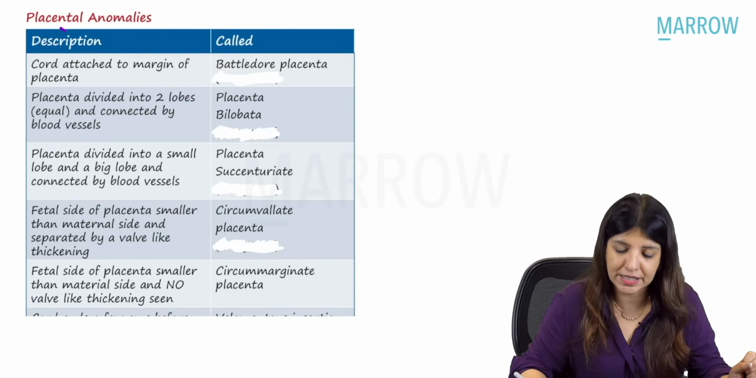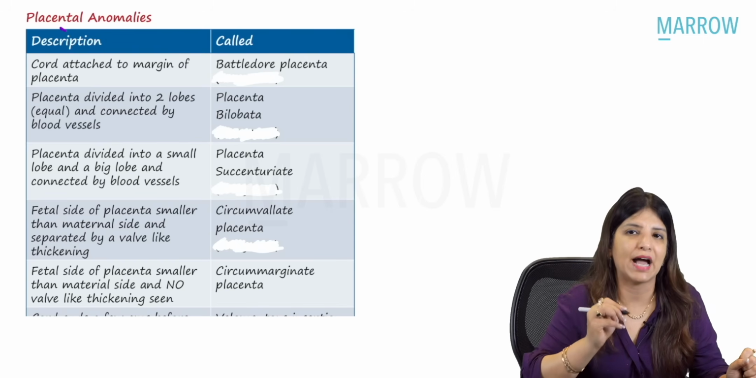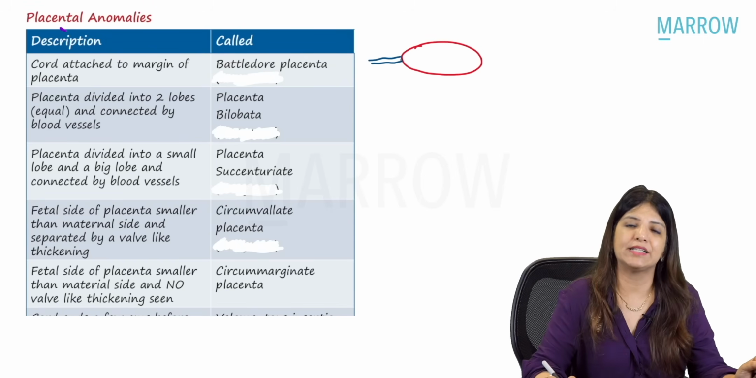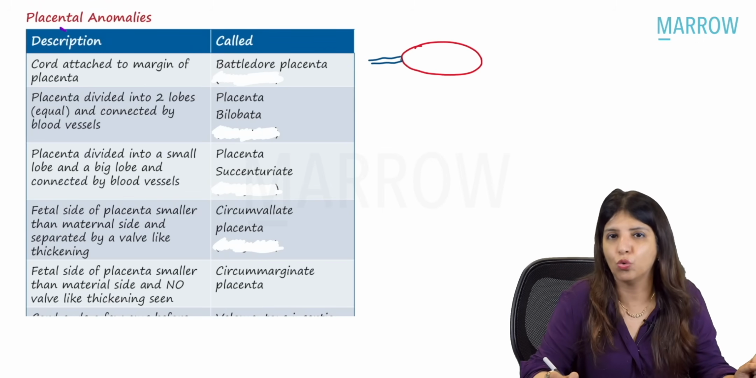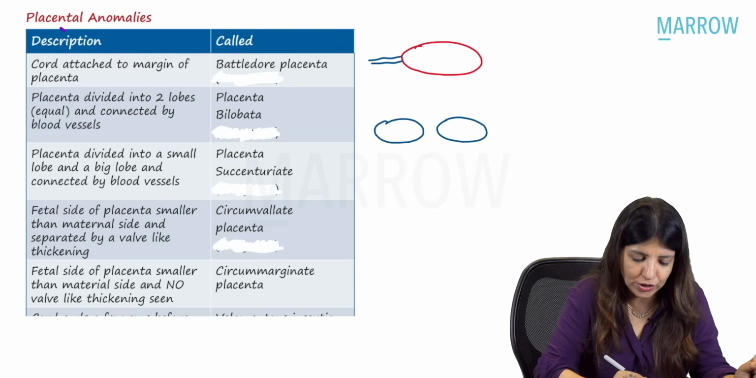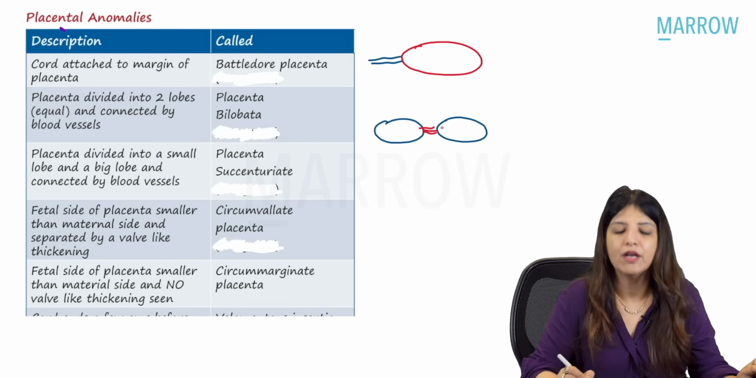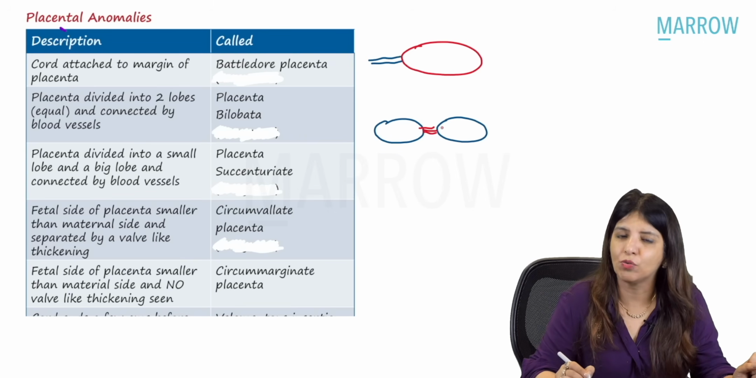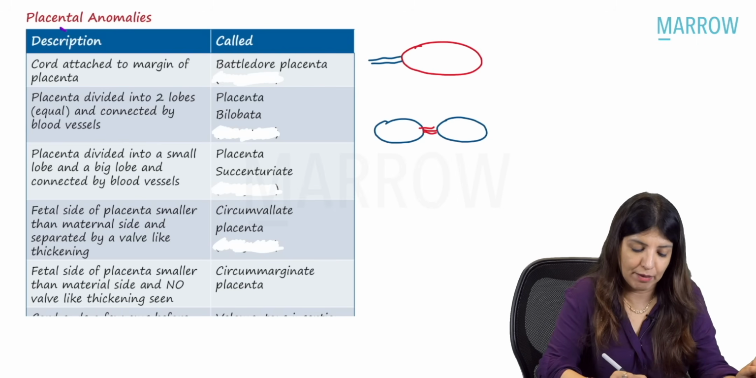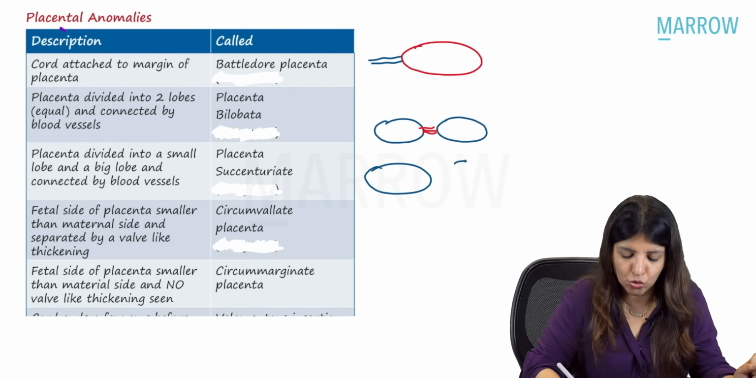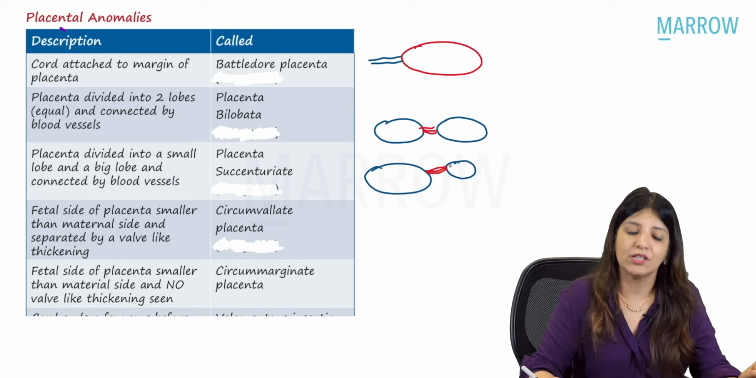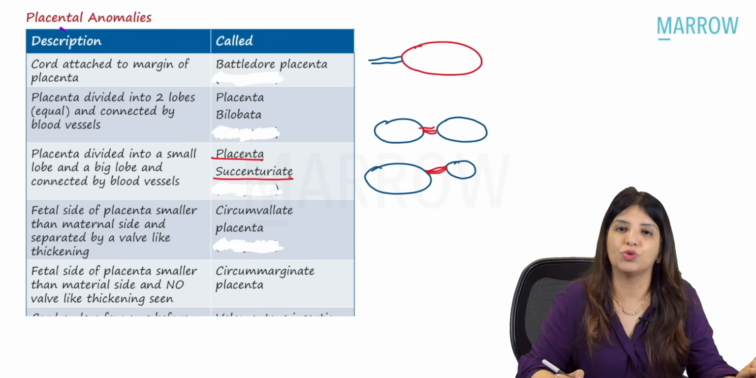Coming to placental anomalies, if instead of the cord being attached to the center, the cord is attached to the margins of the placenta, such a placenta is called a battledore placenta. If a placenta is divided into 2 lobes, both connected by blood vessels and almost equal in size, it is called placenta bilobata. If the placenta is divided into one big lobe and another small lobe, both connected by blood vessels, this is called placenta succenturiata.